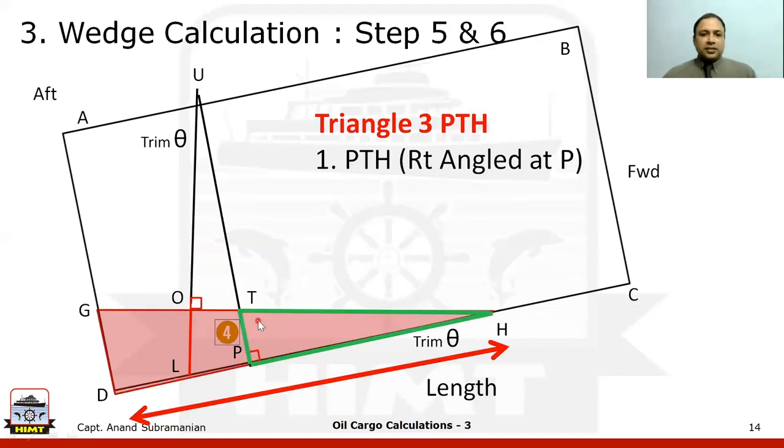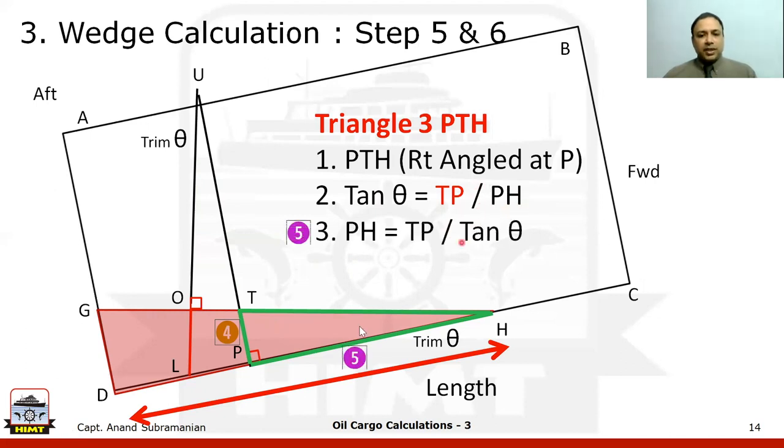In the next steps, we already have TP, and we are going to consider this triangle TPH, which is right angled at P. Now tan theta is equal to TP upon PH. Tan theta is known to us and TP is known to us, so from here we can find out PH. PH is equal to TP upon tan theta. The next step is, once we know PH, we can add the distance of the ullage port from the aft bulkhead, and we can find out what is dH.